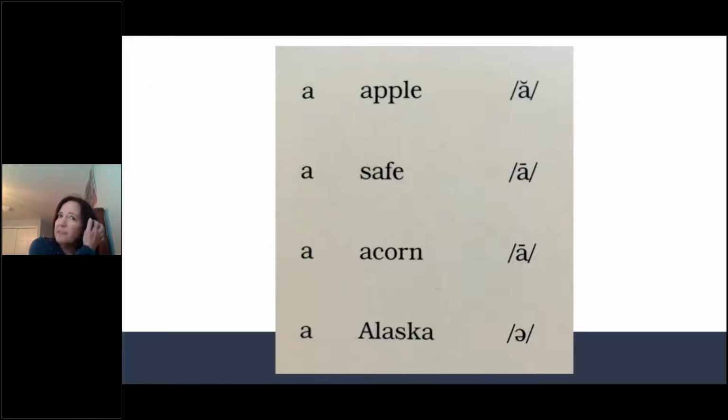Now also, I want to emphasize this lesson is on basic vowel sounds. A actually makes more sounds than just A and A, like when it's at the end of the word Alaska. But we're not going to talk about any of that because that's very rare. Most of the time, A says A and A.